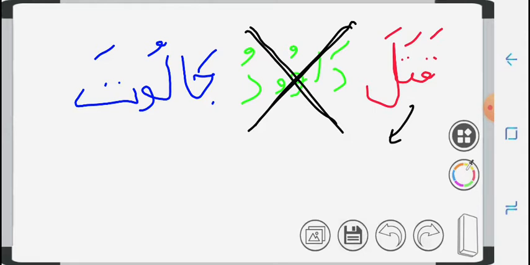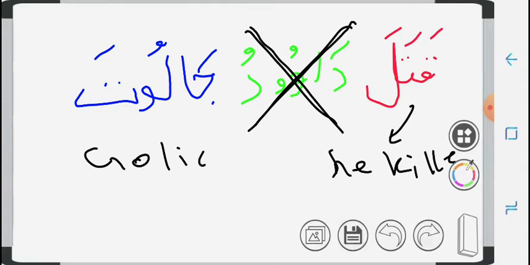Absolutely would make sense. Why? Because you could say this would be translated as "he killed", if I can get the D in there, "he killed Goliath". So we know Goliath is dead, and we know that somebody killed him. The only problem is that we just don't know who at this stage.